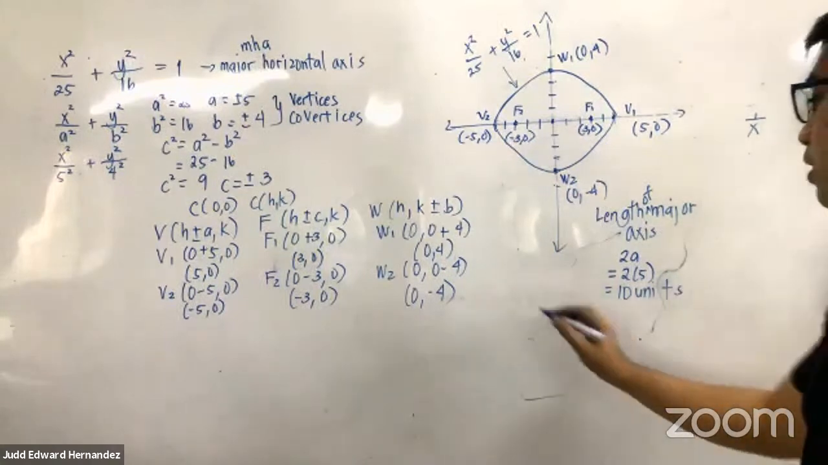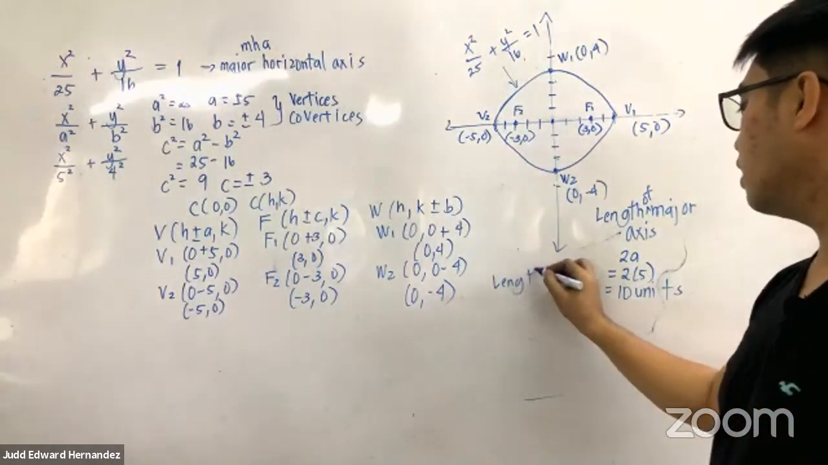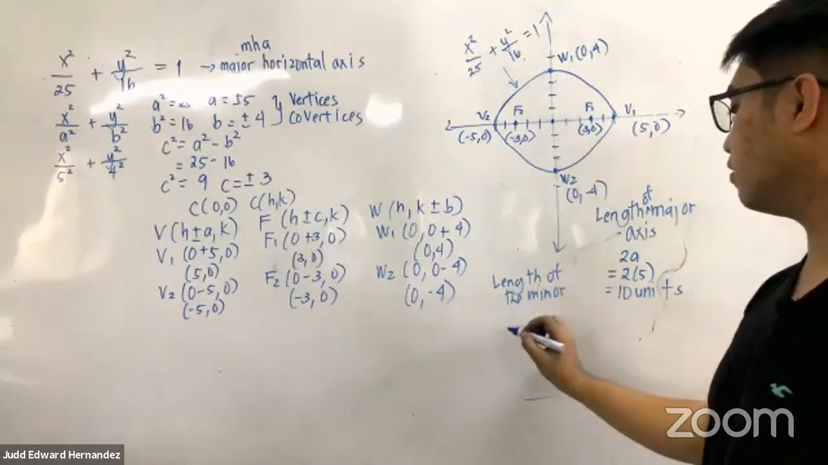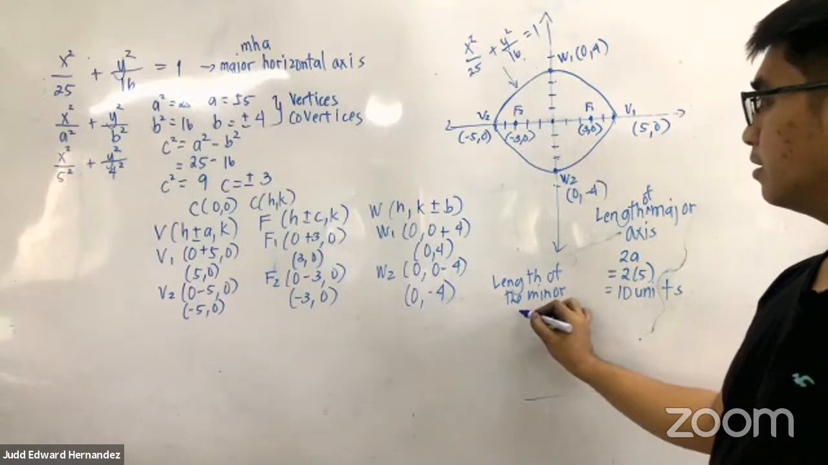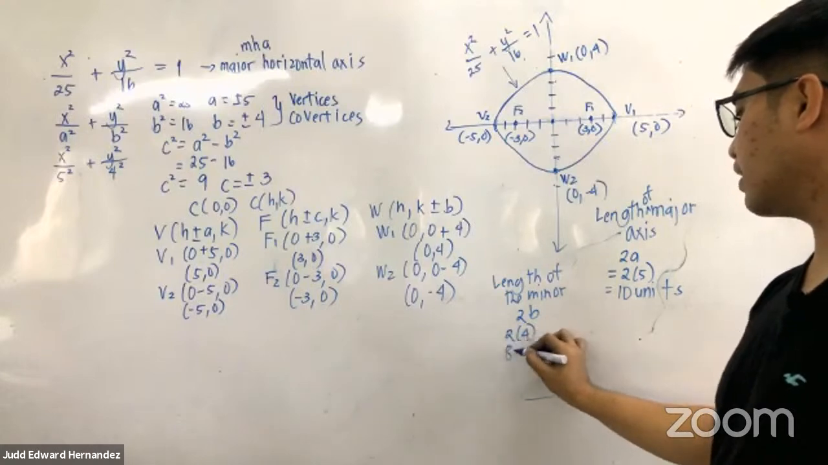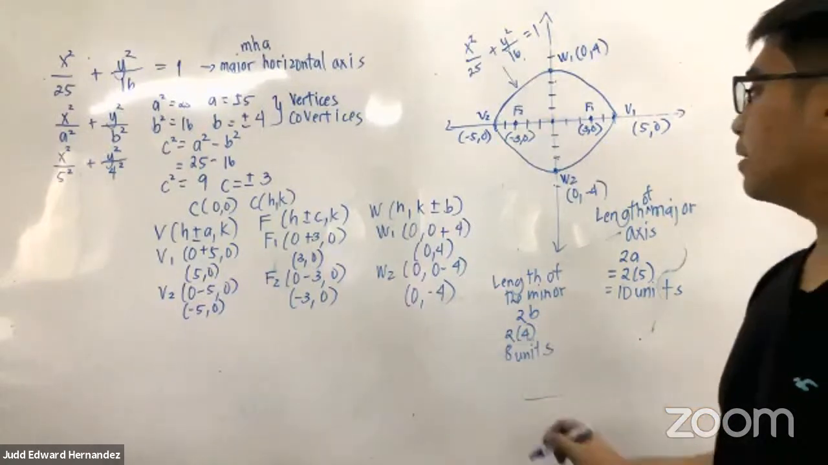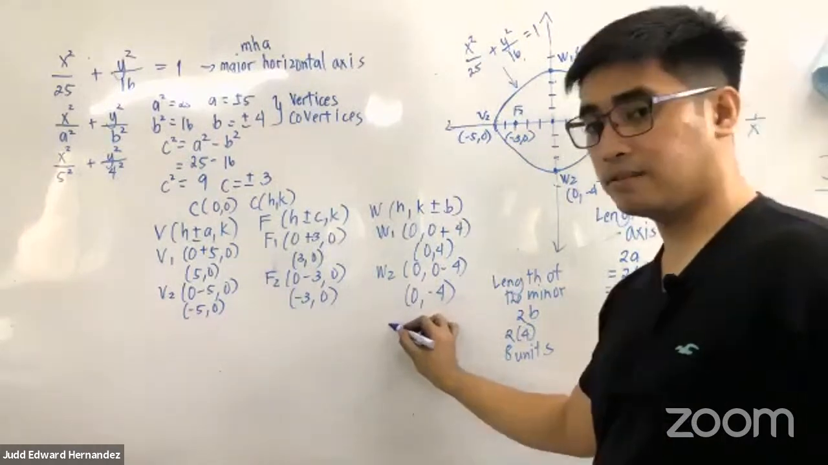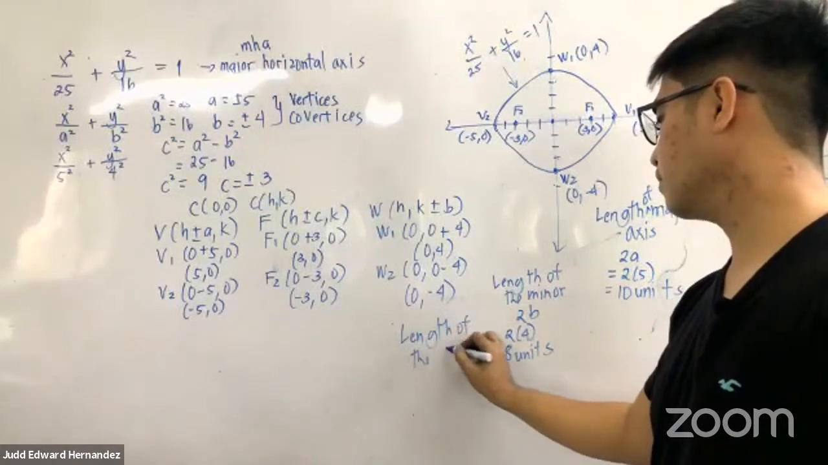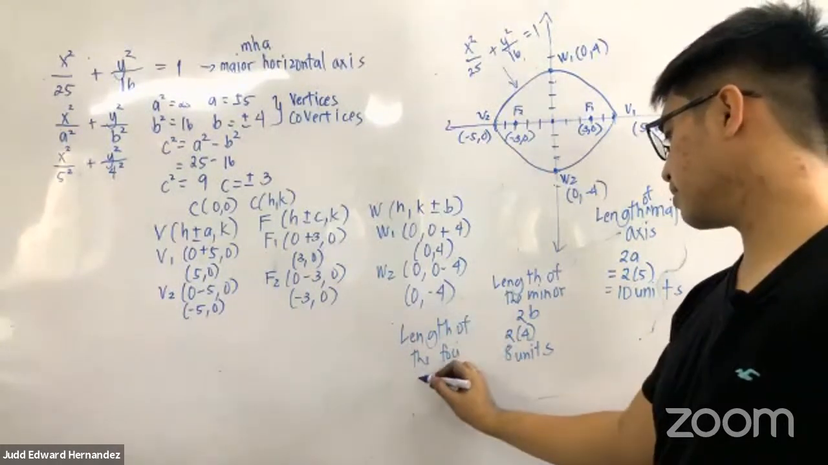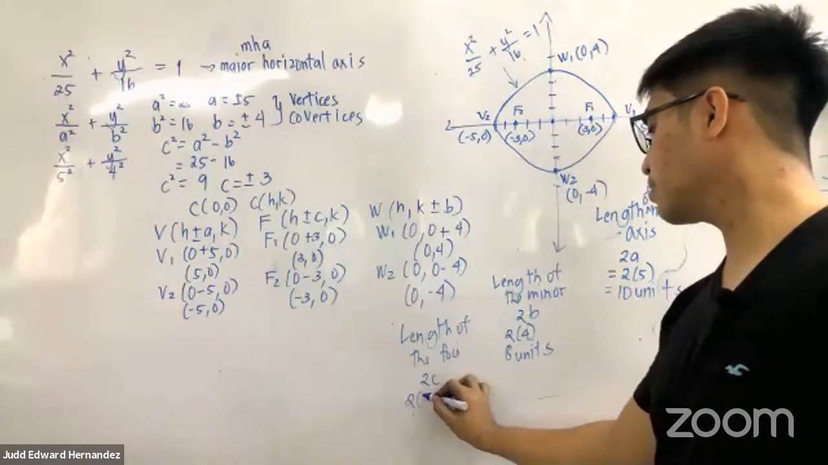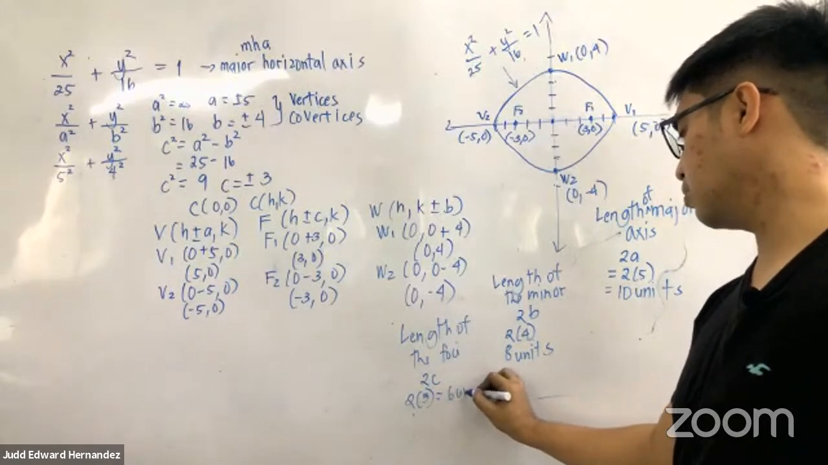Are we clear? Okay, what if you're asked to get the length of the minor axis? Anyone? 8. Because that is 2b. Therefore, that is 2 times 4. Therefore, that is 8 units. Okay, next one. What is the length of the foci? 6. Why 6? Because that is 2c. Therefore, that is 2 times 3. Therefore, we have 6 units.